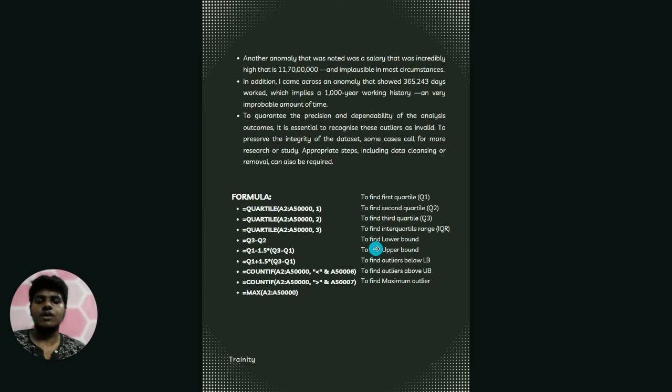This formula is for the lower bound, and this is for the upper bound, and these are the other two functions to know the number of outliers below the lower bound and the number of outliers above the upper bound, and this is to find the maximum outlier.